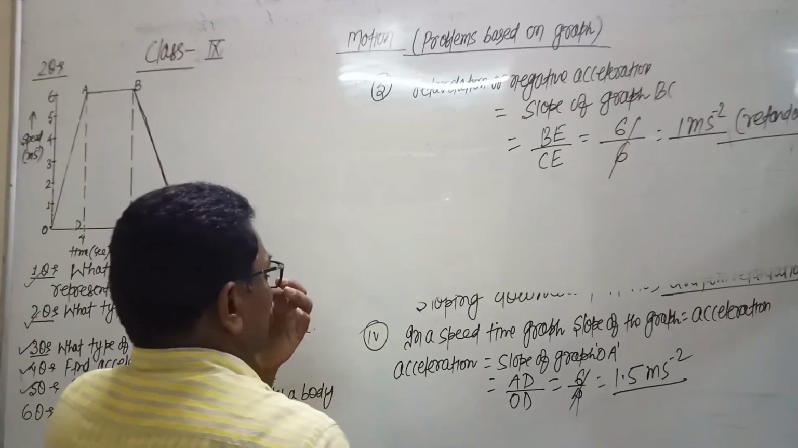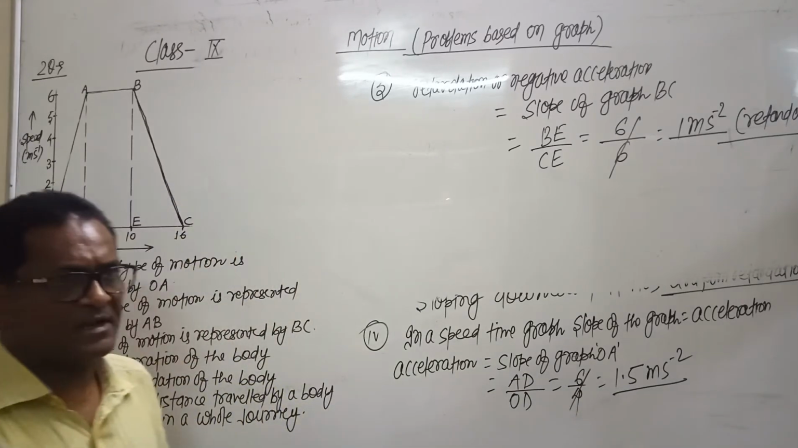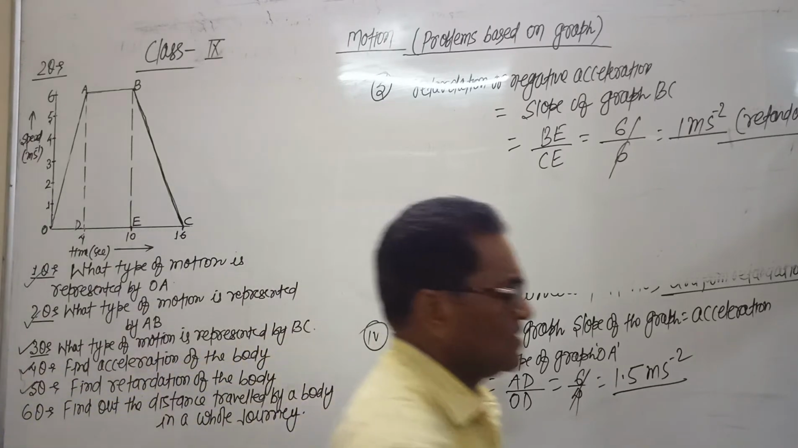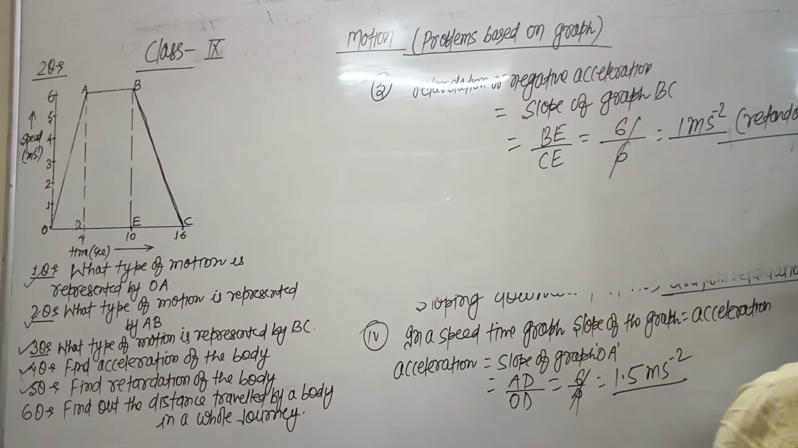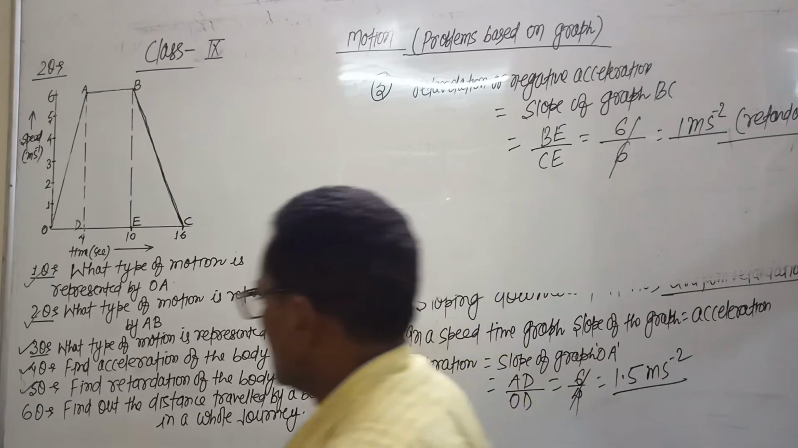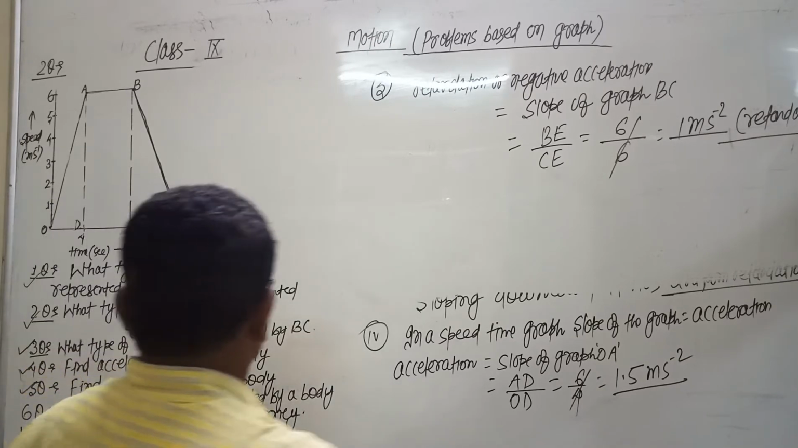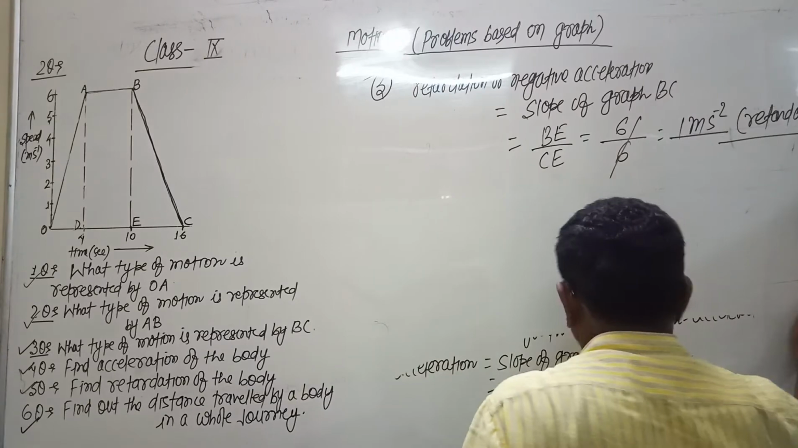So retardation is 1 meter per second square. Retardation means negative acceleration or uniform retardation. Its speed goes on decreasing. Now sixth part: find out the distance traveled by a body in the whole journey.